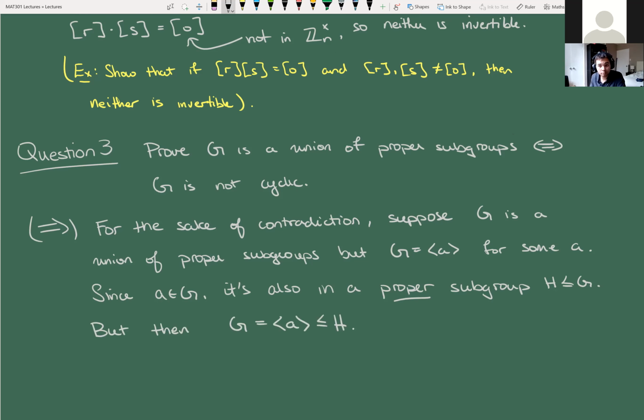Right? And the subgroup generated by A is all of the original group. So what we have here now is a double inclusion. H is a subgroup of G. It's supposed to be a proper subgroup of G, but now G is also a subgroup of H. So the only way this can happen is if H is equal to G. And that's a contradiction.